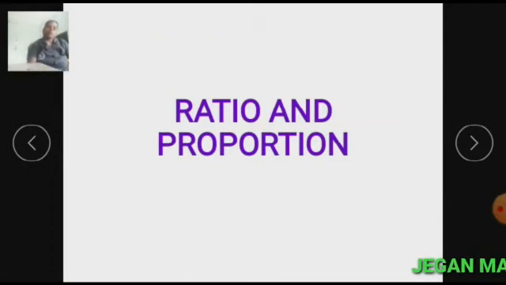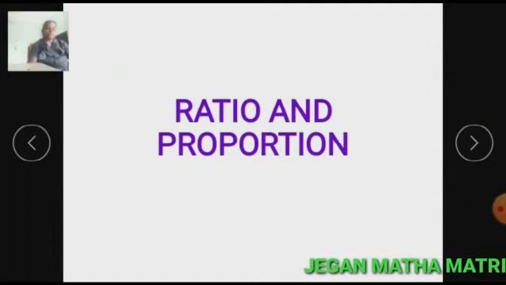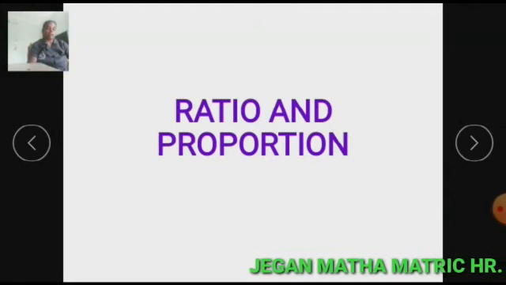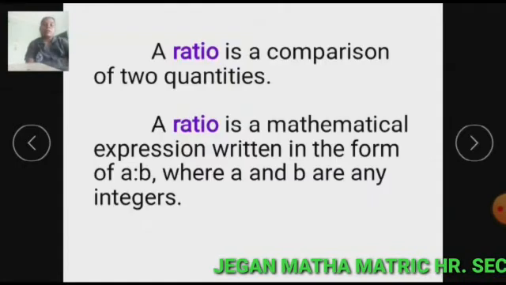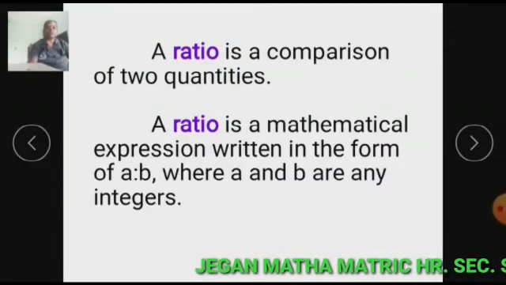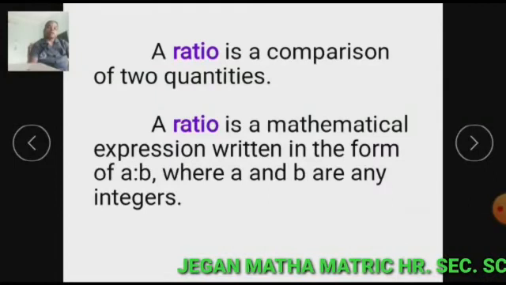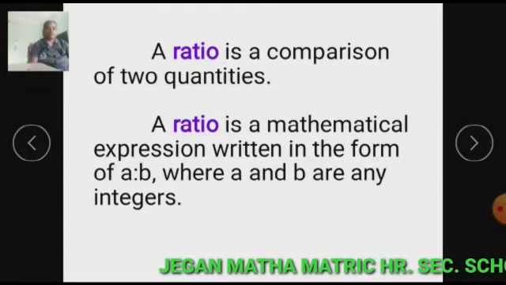Now we learn about a new chapter, ratio and proportion. In this chapter, we will understand the concept of ratio, use ratio notation and simplify ratios, and divide a quantity into two parts in a given ratio. In this class, we learn about what is ratio and the properties of ratio.